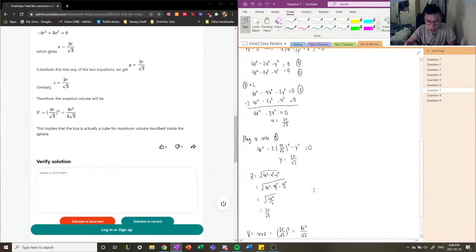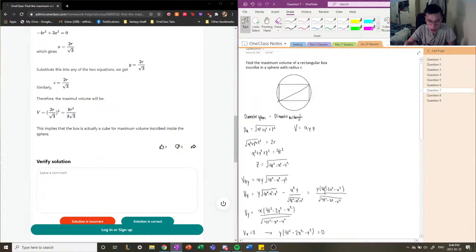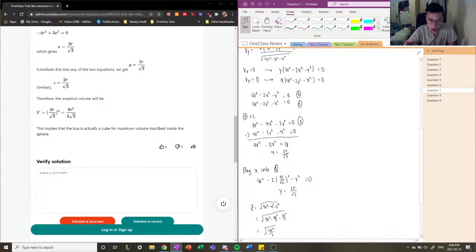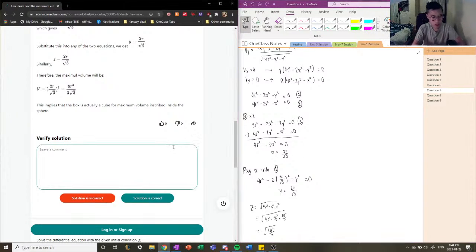And it turns out that the dimensions that maximize the volume of a rectangular box within a sphere form a cube with side length 2r divided by root 3. Okay? So other than that, the solution is correct, and we can move on.